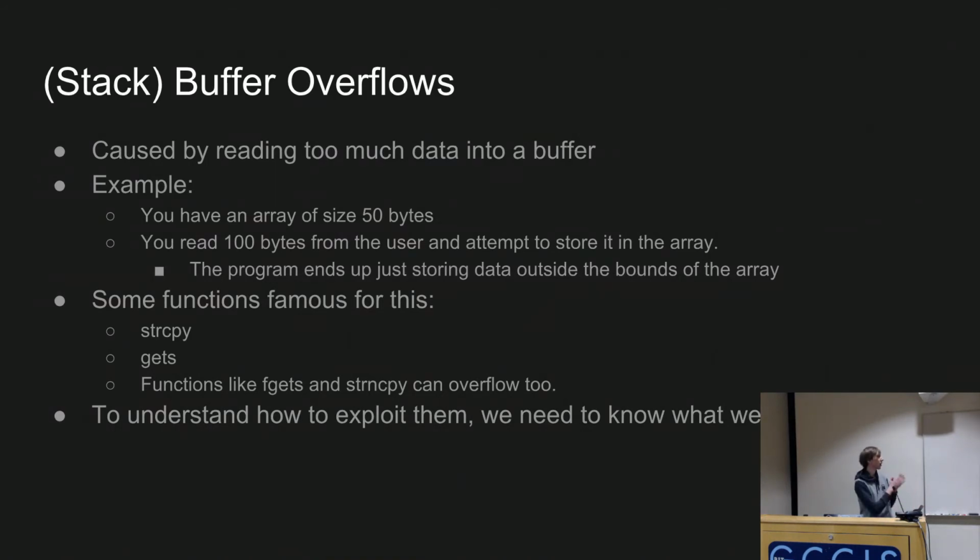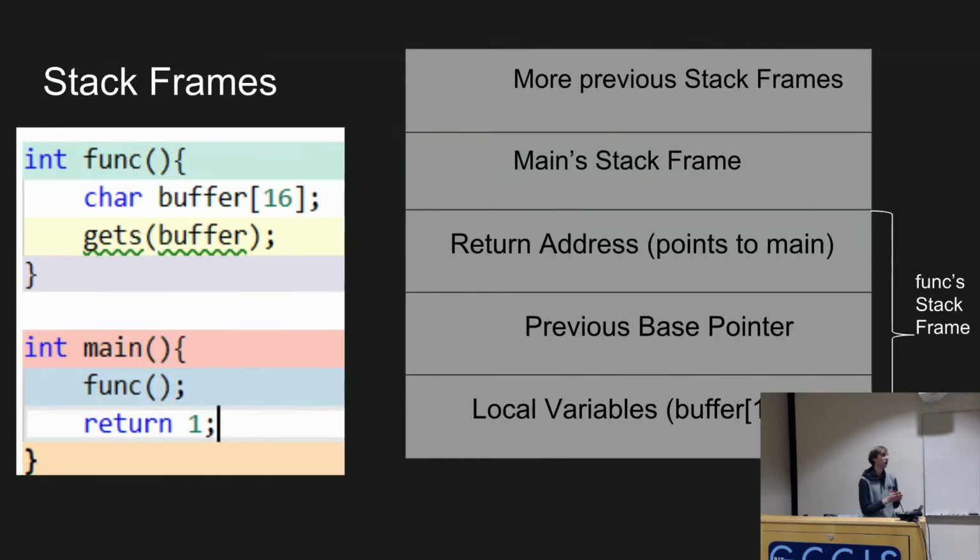So now to actually understand how you'd go about exploiting this, I'm going to go a little bit more in depth about how memory actually looks, and what we can overwrite when we write 100 bytes rather than just 50. So to start, I want to talk about stack frames. Every function in C has its own stack frame. Here's a little visualization. We have some function that has a buffer of size 16. That's 16 characters, and in most versions of C, a character is exactly 1 byte. So that's going to be 16 bytes of local variables in the func function.